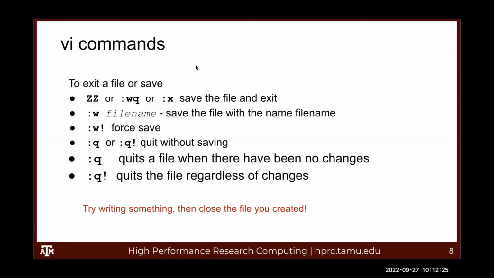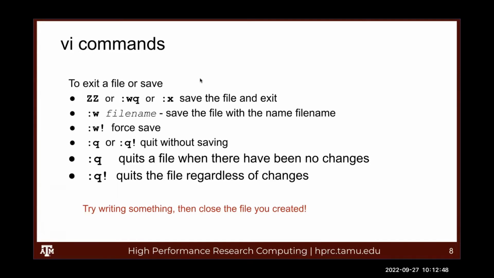:w space file name will save the file with a new name. :w exclamation mark will force save. So that's the exclamation mark will always force what you're trying to do. So in this case, :q with the exclamation mark will quit without saving. That'll force quit. Normally, if you just try to do :q, it'll try to quit.